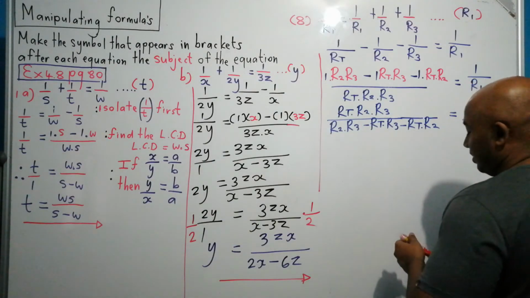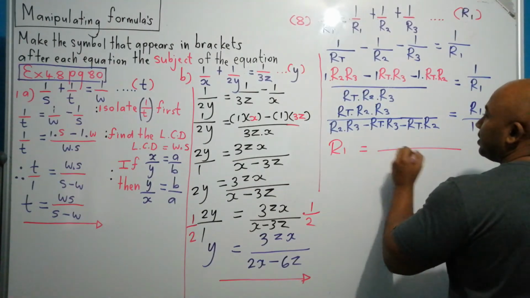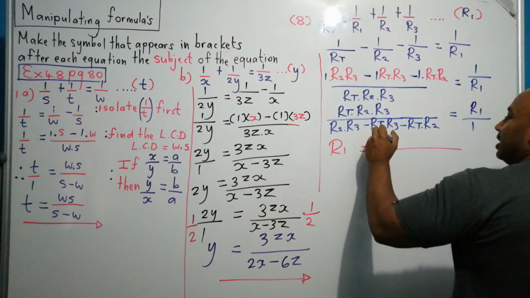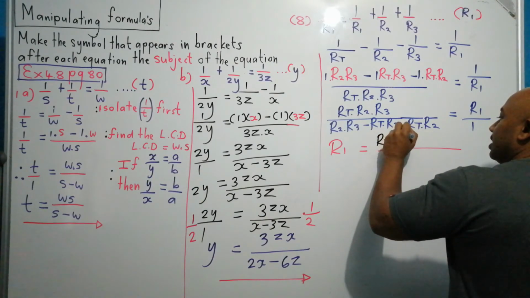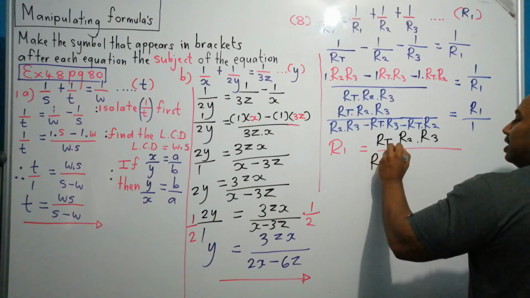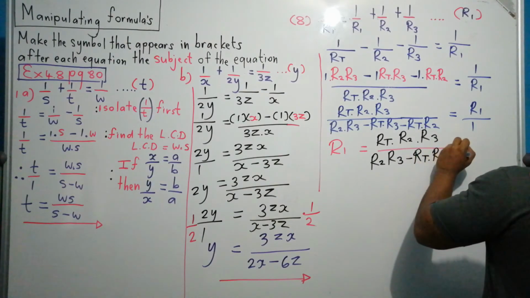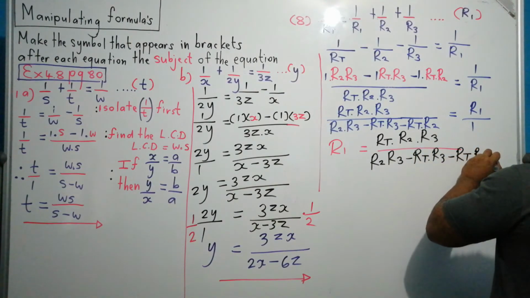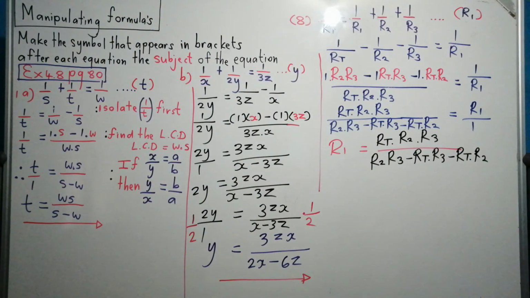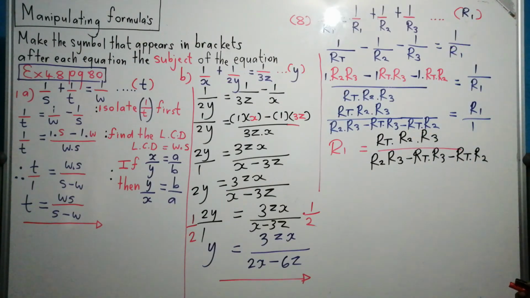So therefore R1 divided by 1 is just R1, which is equal to, and then what do we have? We have RT times R2 times R3 divided by R2 R3 minus RT R3 minus RT times R2. So that's how we deal with adding and subtracting fractions. You can see this is an example from engineering science, resistance in parallel.